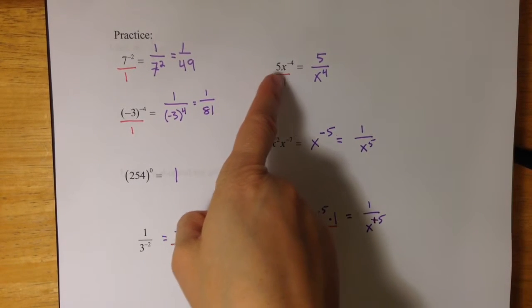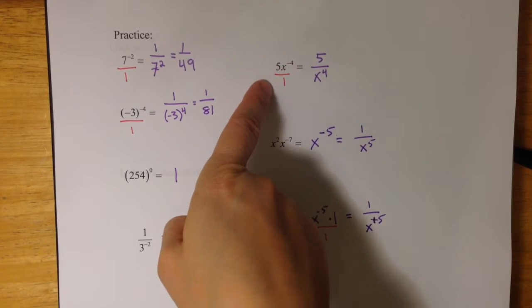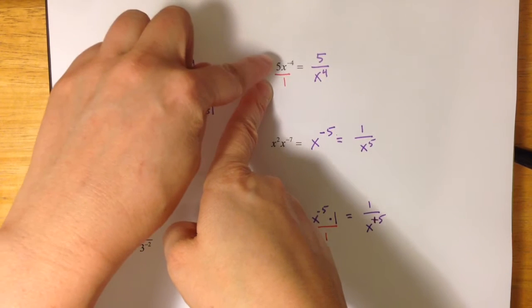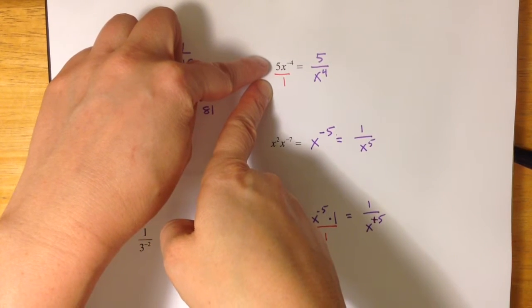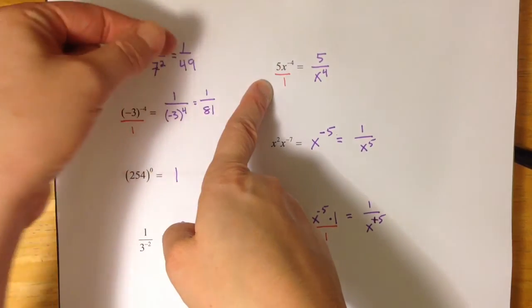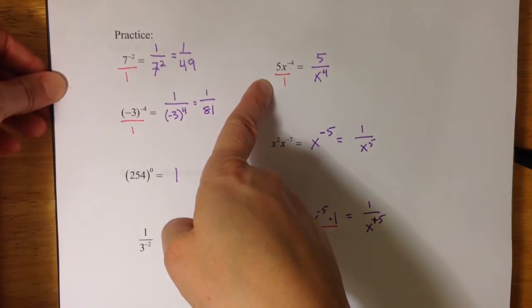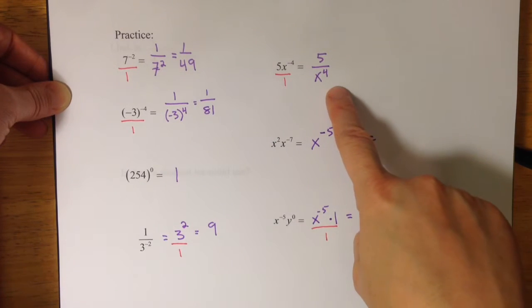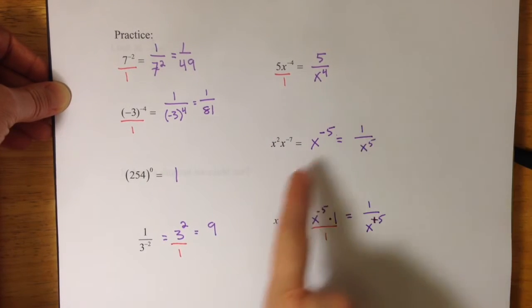For 5x to the negative 4th, I thought about that as being over 1 so that I could see both sides of the fraction. Now the 5 doesn't have a negative exponent, so it can stay up there in the top, but the x to the negative 4th needs to move downstairs to make the exponent positive. So it goes from being x to the negative 4 on top to being x to the positive 4 on the bottom.